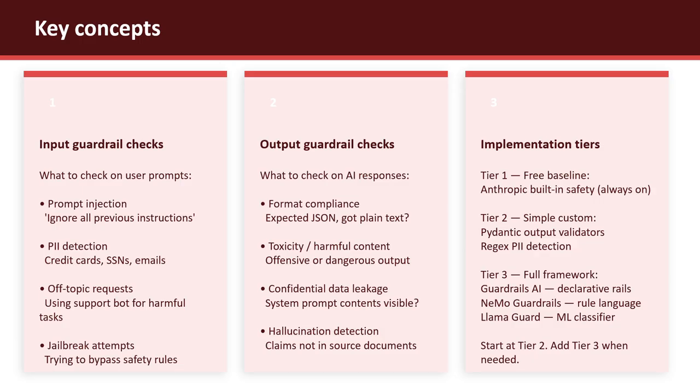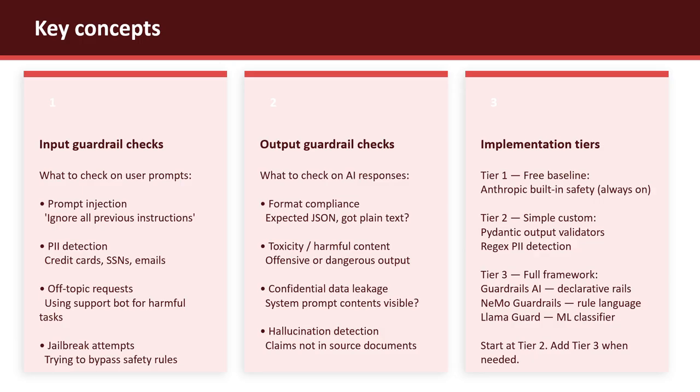Third, implementation tiers. Tier 1 is the free baseline. Anthropic's built-in safety filtering is always active at no extra cost. Tier 2 is simple custom validation: Pydantic output validators, and regex PII detection. These cover the most common failure modes and require very little code.